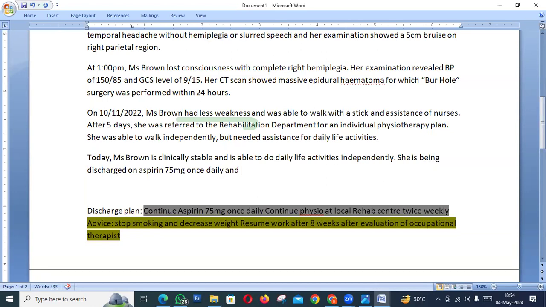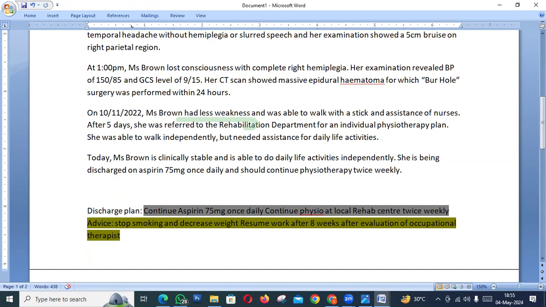She's being discharged on aspirin 75 milligram once daily and should continue physiotherapy. You don't need to write "at local rehab center", okay? She should continue physiotherapy twice weekly. Okay, like this is okay. Or if you want to mention, can we write these two visits all together? Which visits? Which visits? She is being discharged on aspirin 75 milligram once daily and should continue physiotherapy twice weekly.